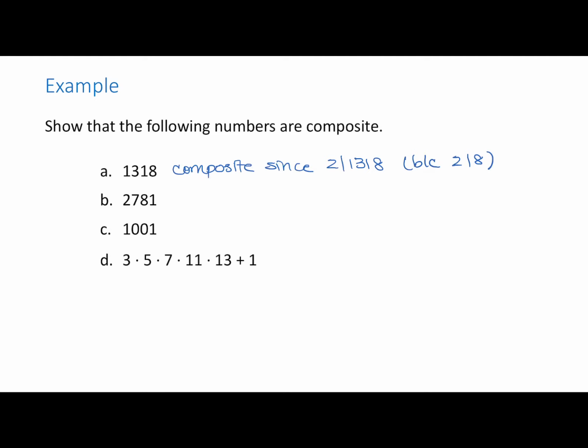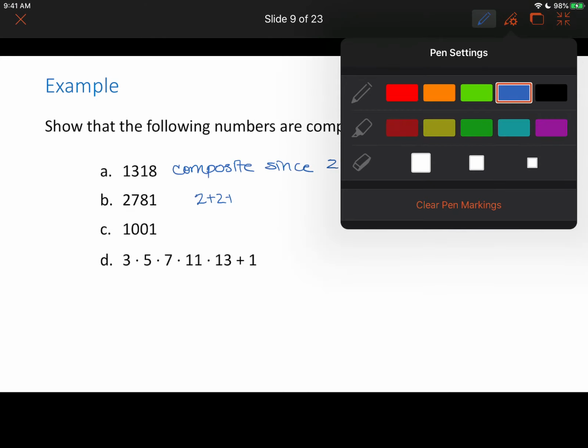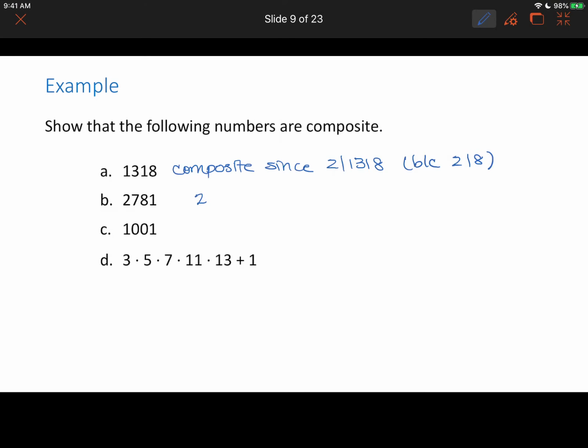Can you find something that divides 2,781? Well, let's look at the sum of the digits. 2 plus 7 plus 8 plus 1 is going to be 18. And 3 divides 18. So 3 divides 2781. That implies 2781 is composite.